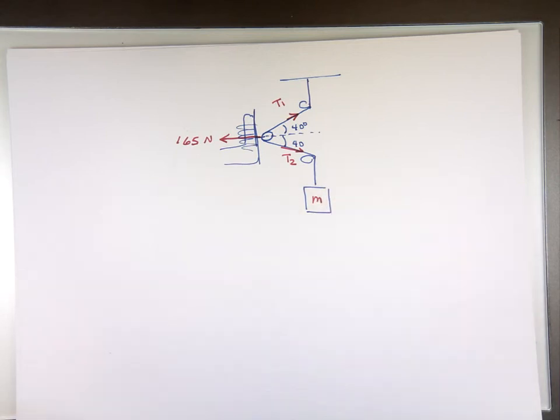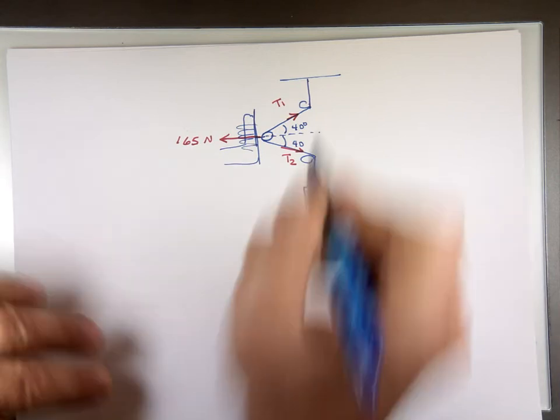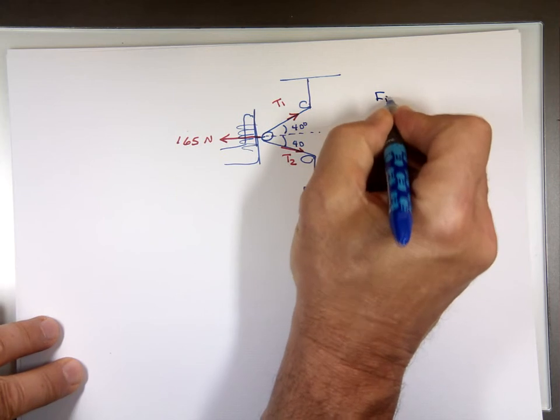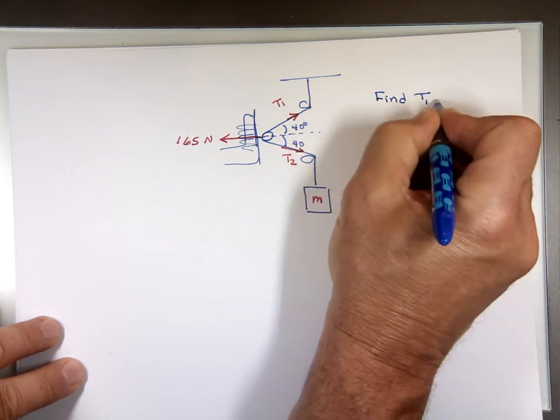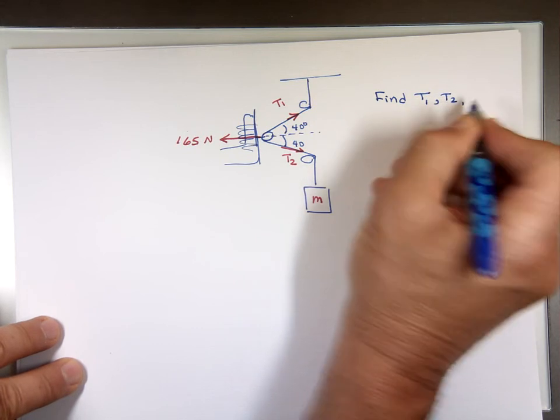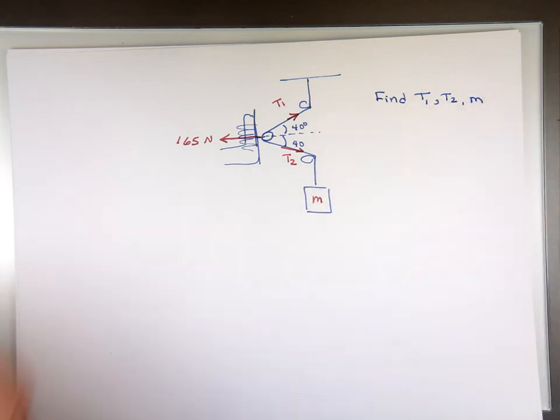Find the tension, T1 and T2, and the mass. How much mass should we put there? Let's deal with T1 and T2 first.